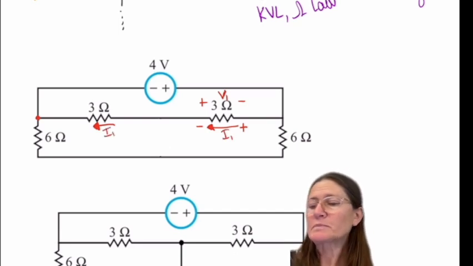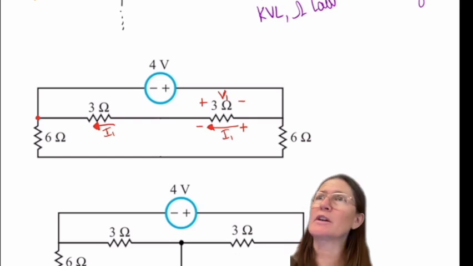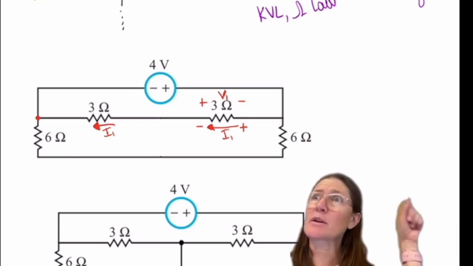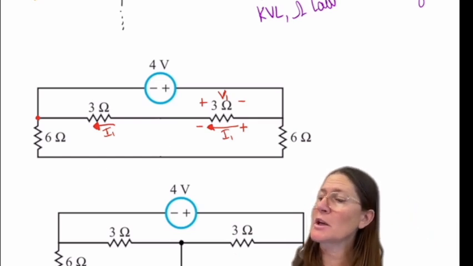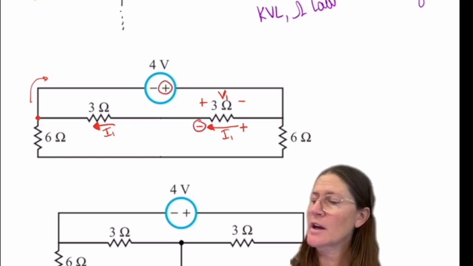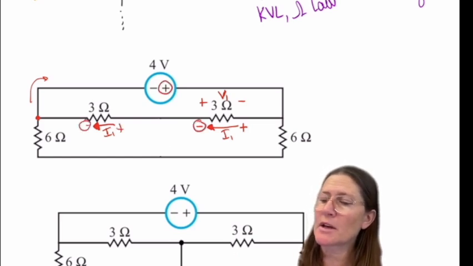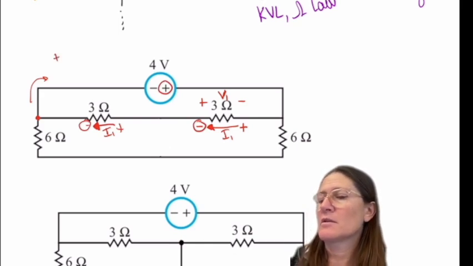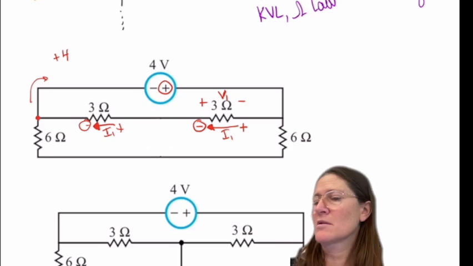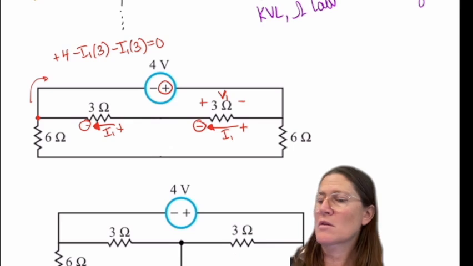So if I chose to label it in this direction, then when I take my loop, if I go in this direction, it would be a plus, and then a minus, and then a minus. But the other 3 ohm resistor, its voltage is also the same opposite direction, just because it's the same branch, you know it has to be that way, or?